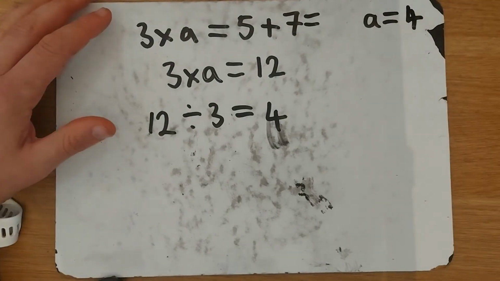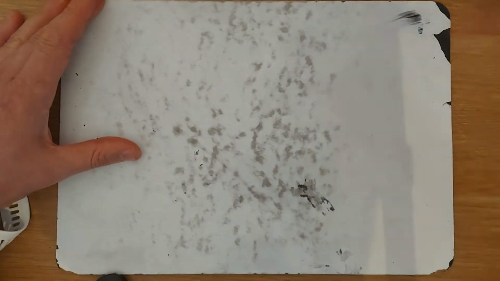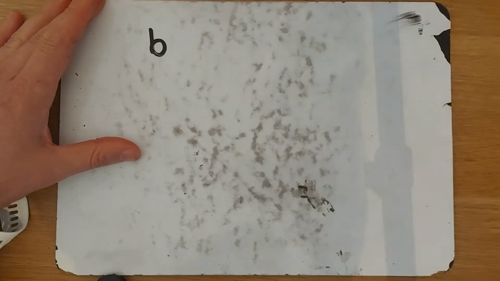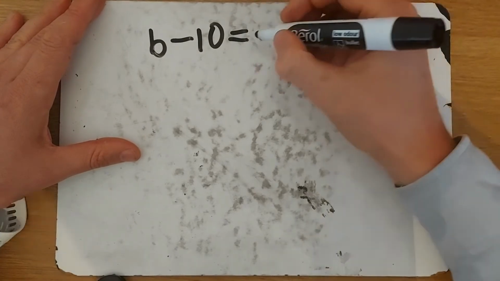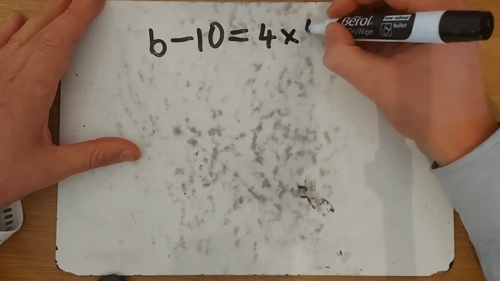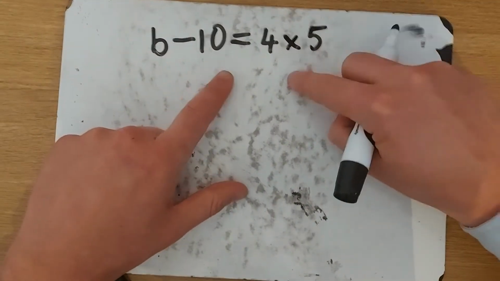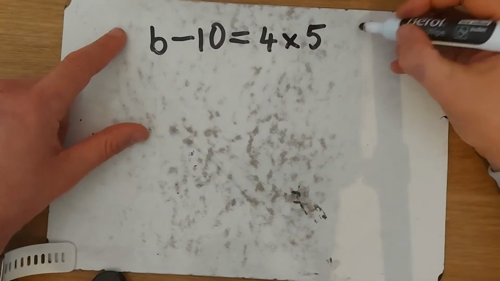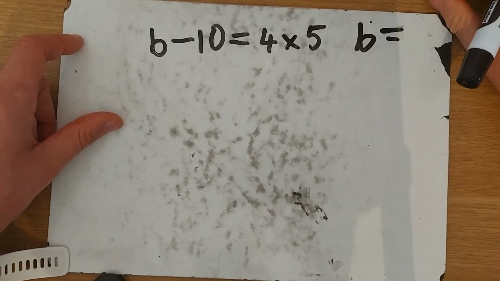Right, let's have a look at another one. Let's do B take away 10 equals 4 times 5. So again, this is my equation. I know that this is the algebra, so this is what I'm trying to find the value of, so that's where I'm going to put my answer.